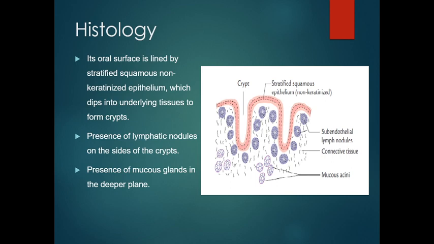Then about the histology of the palatine tonsils. Its oral surface is lined by stratified squamous non-keratinized epithelium. This is stratified squamous non-keratinized epithelium, which dips into the underlying tissues to form the crypts. The presence of lymphatic nodules on the sides of the crypts. The presence of mucus glands in the deeper plane.